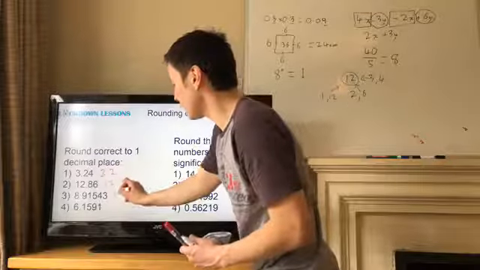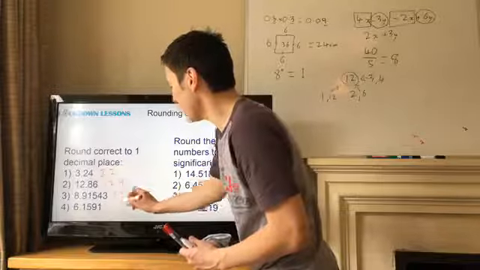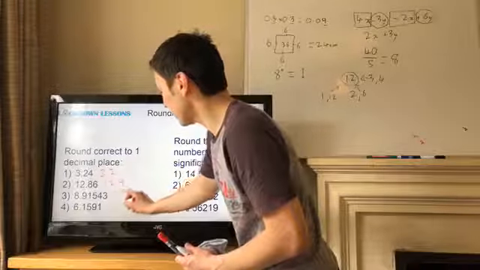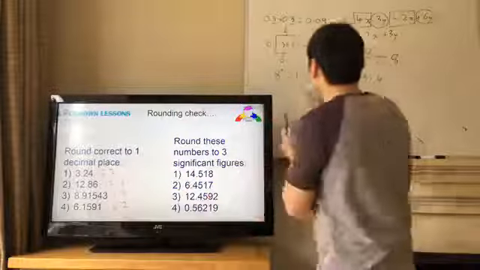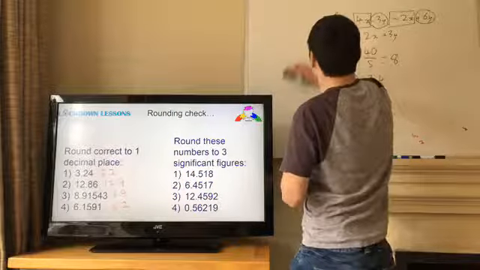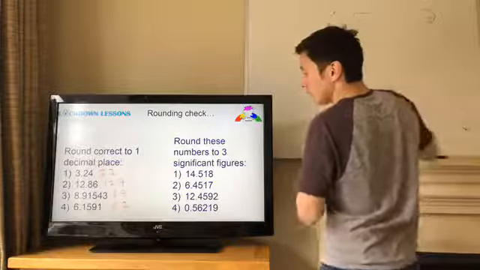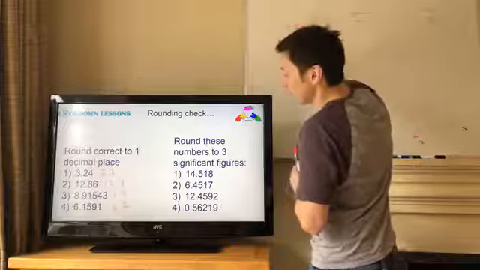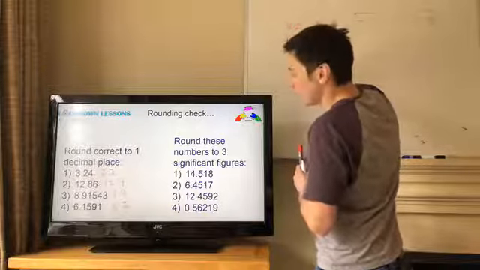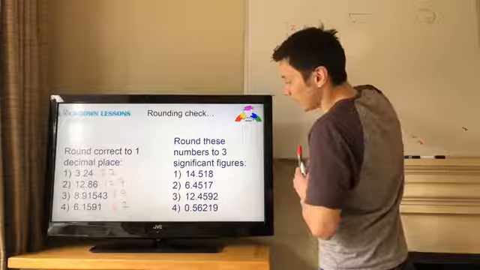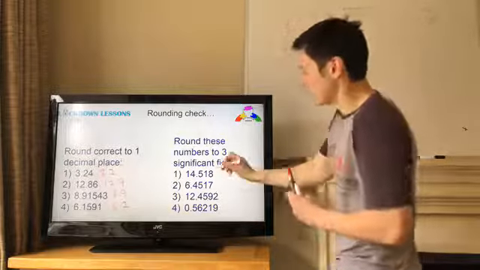We've got 8.9 for that one, and we've got 6.2. Just put those in here as well, it shows it better. So 3.2, 12.9, 8.9, and 6.2.